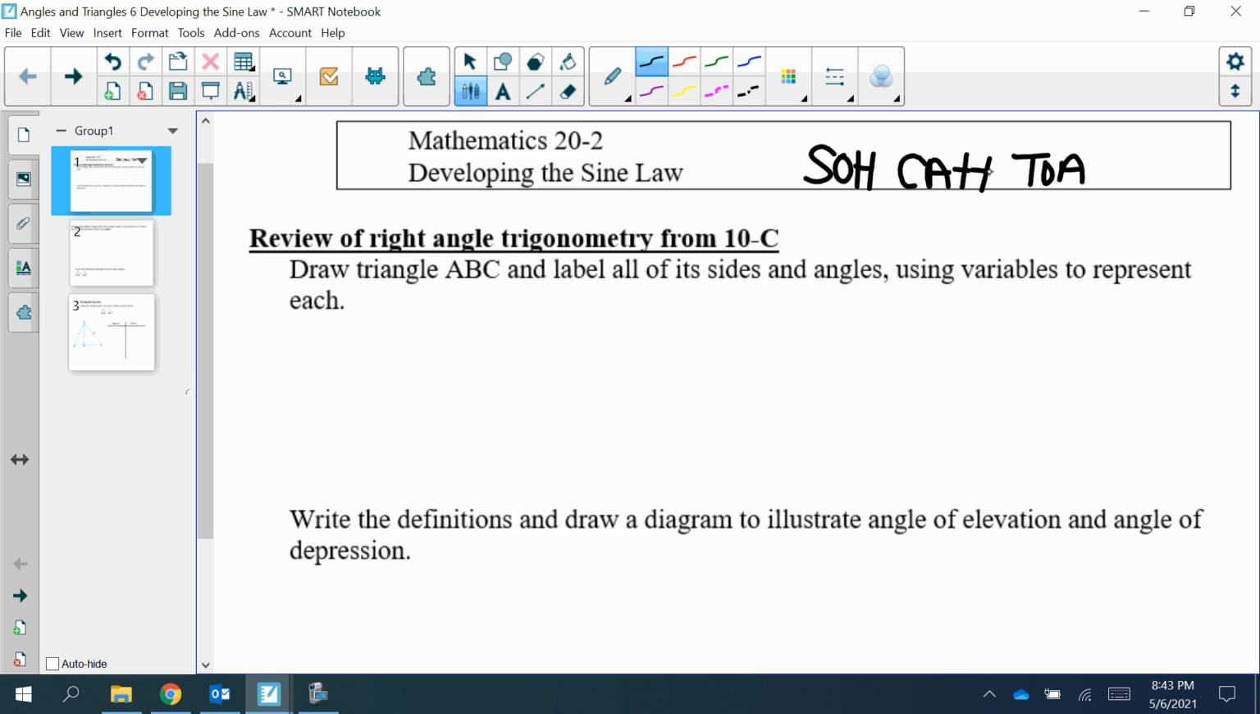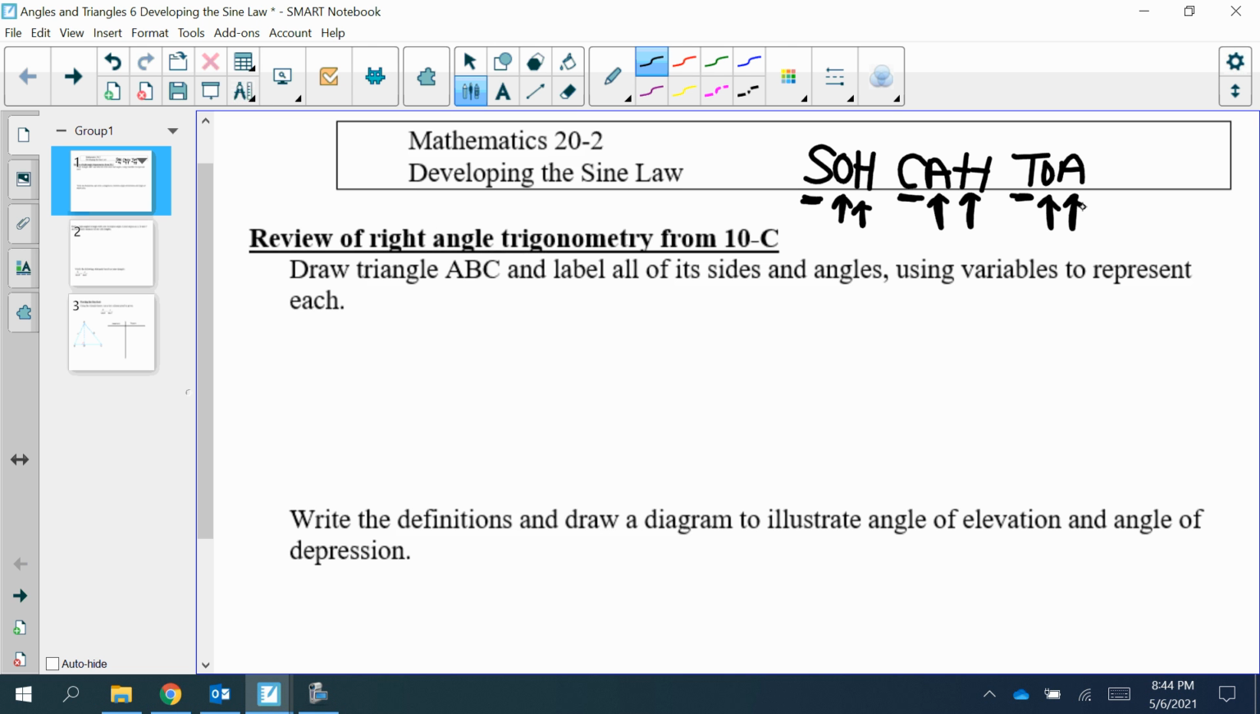So again, labeling your triangle, the sine of an angle is equal to the ratio of the opposite side divided by the hypotenuse. So that's the first one. So again, sine is opposite divided by hypotenuse. The cosine of an angle is equal to the ratio of the adjacent divided by the hypotenuse, and the tangent of an angle is equal to the opposite divided by the adjacent.